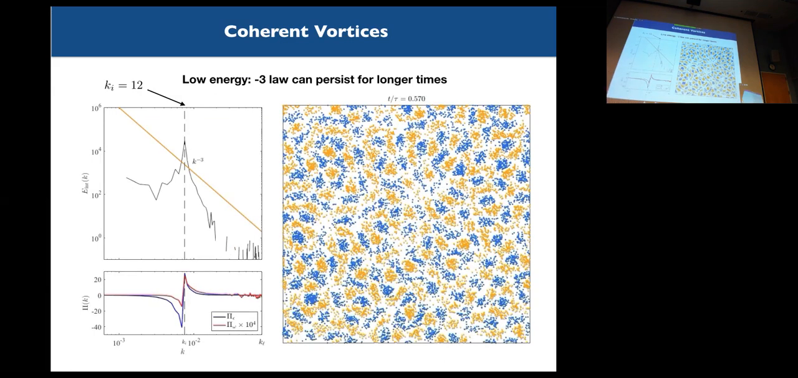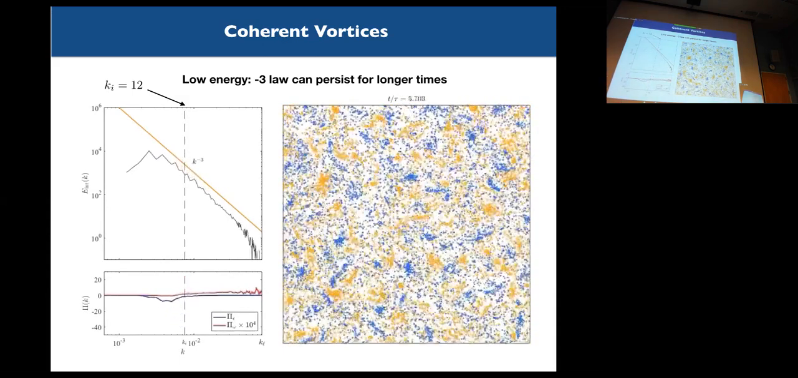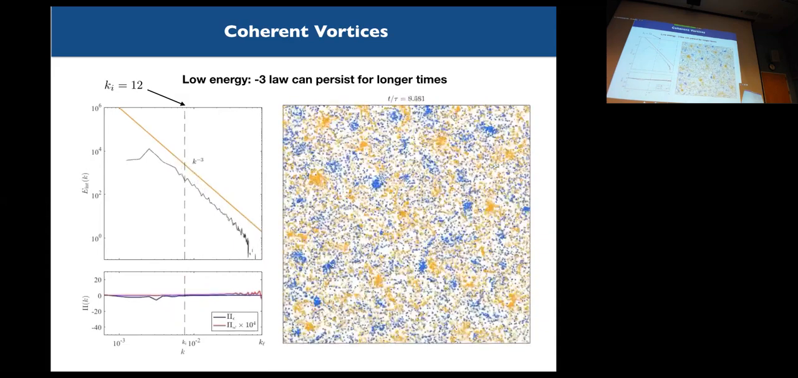Okay, so there's only one other thing I wanted to briefly talk about, and that was coming back to this issue with the coherent vortices. It's well known that this Enstrophy cascade can be a bit sensitive to the initial conditions. So we looked at a couple of different setups to see how the initial conditions affected these results. And here we're looking at a lower energy situation where we've got smaller initial clusters.